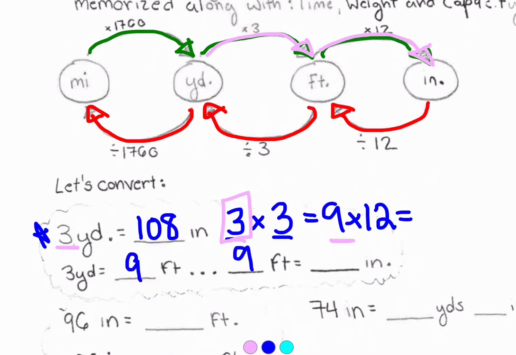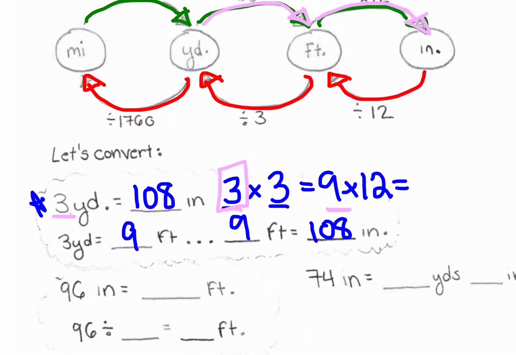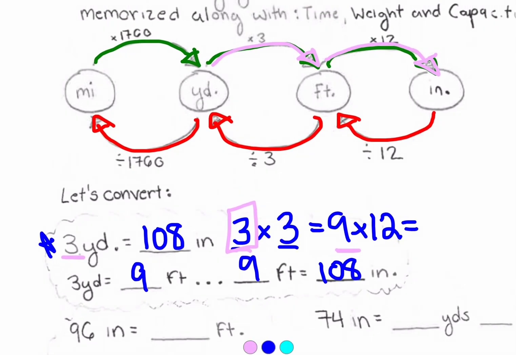And in 9 feet, how many inches would that be? Well, there is 108 inches in 9 feet. So let's try another one. Let's go from 96 inches to feet.